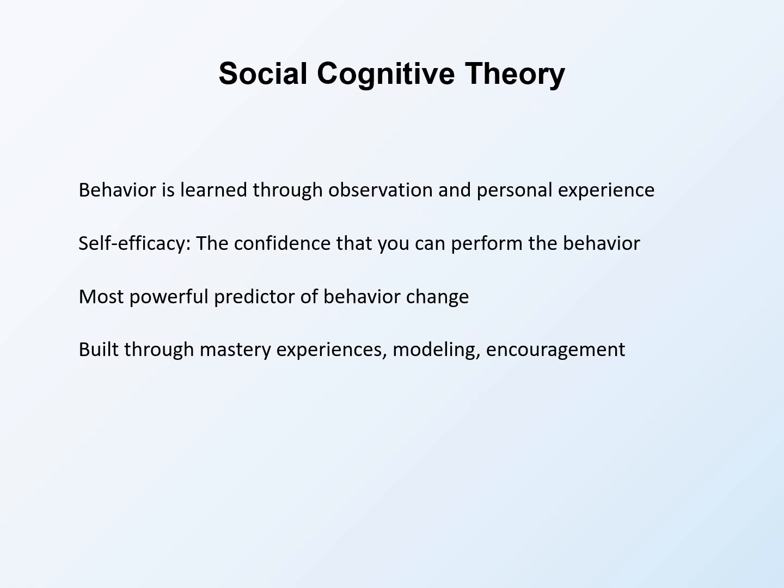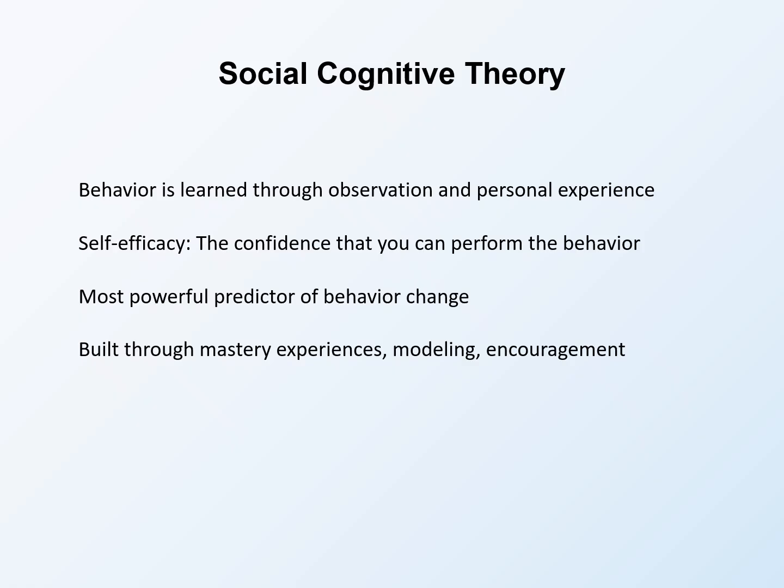Social cognitive theory offers different insights. The core idea is that behavior is learned through observation and personal experience. We watch others and learn from what happens to them. Self-efficacy is the star construct, your confidence that you can successfully perform a specific behavior in specific circumstances. Self-efficacy is often the most powerful predictor of behavior change. It's not whether you actually can do something, it's whether you believe you can. How do you build self-efficacy?